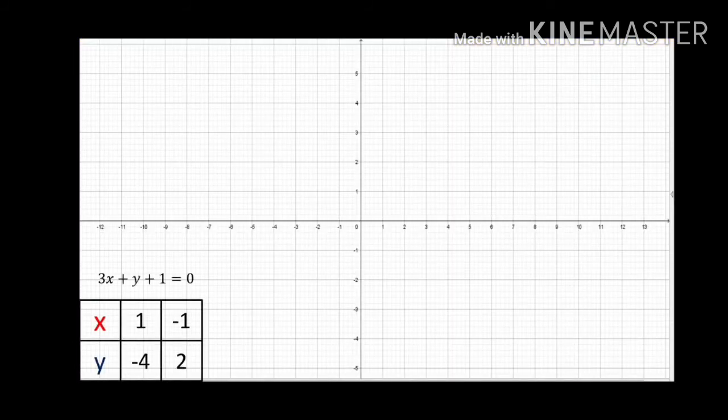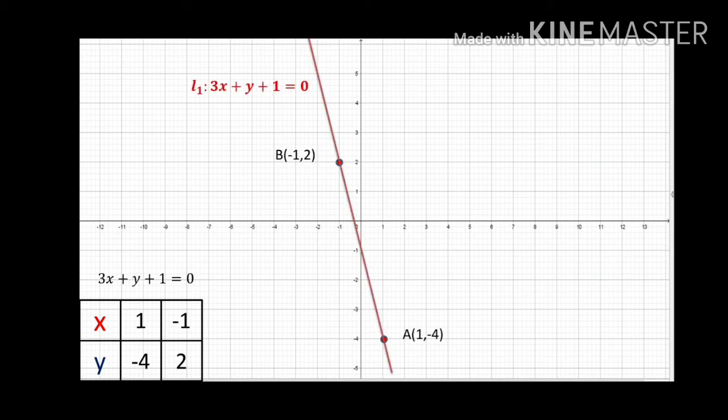Now the first equation, we have to plot (1, -4). That is 1 on the x-axis and y is -4, so negative y. Then (-1, 2): x is negative, y is positive. That's the second quadrant. So we can draw a line. So we get 3x + y + 1 = 0.